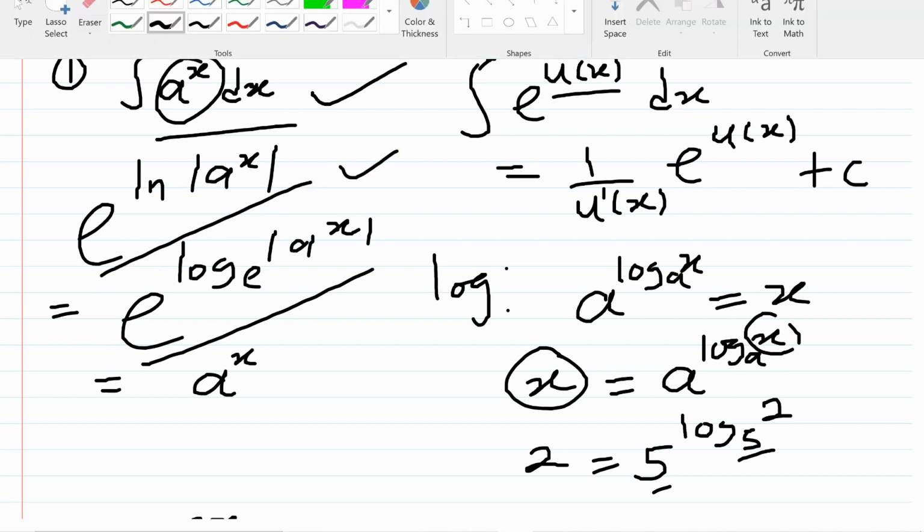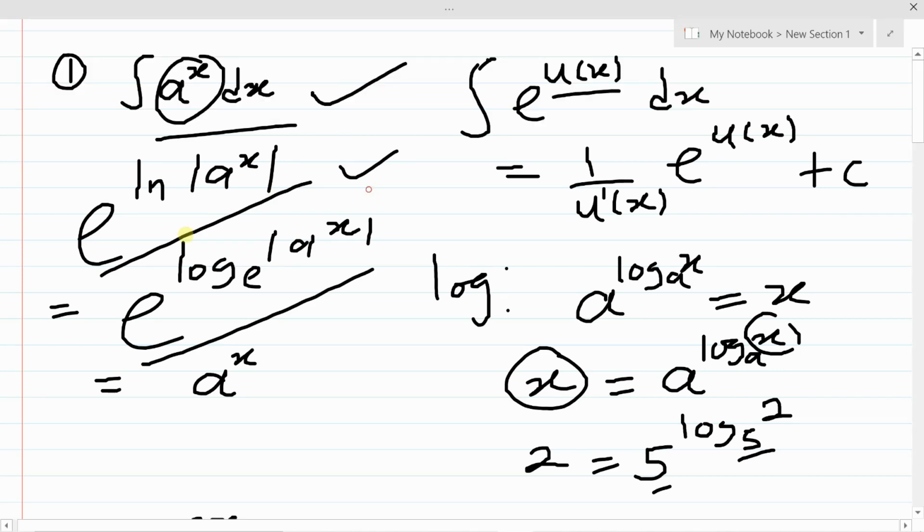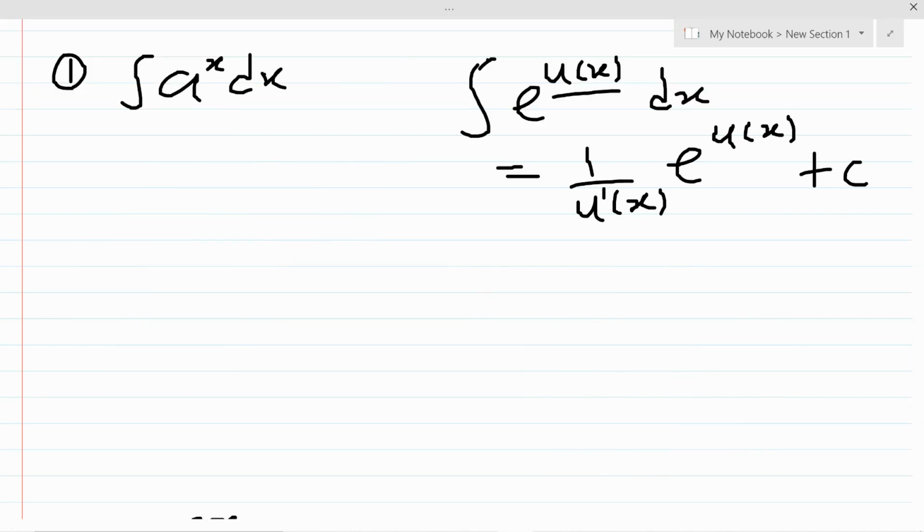Let's quickly clean some things. So we said we can represent the whole of this by e to the ln of a to the x. This is the same as a to the x. The reason why we are transforming the exponential function to e is because of this definition.